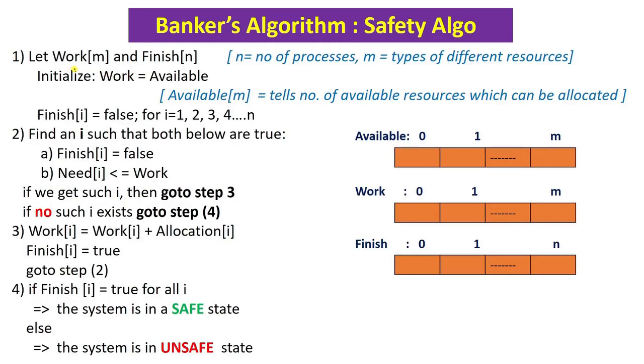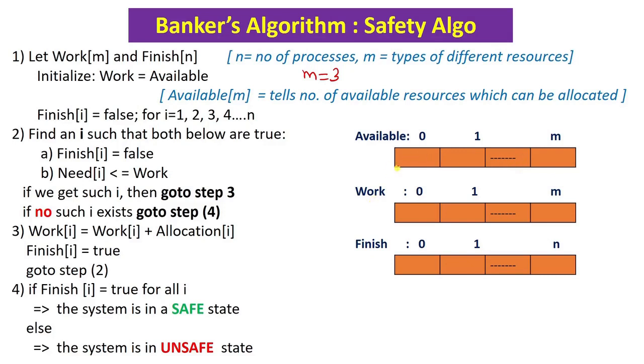So this way we have created the work array and finish array. The same way we have the available array, so here you can see we have 3 arrays. The available array tells us how many resources are available of each type. If the value of m is 3, then the available array will be of size 3, and each box will tell me how many resources of each type are currently available: how many printers, how many CD-ROMs and how many tape drives.